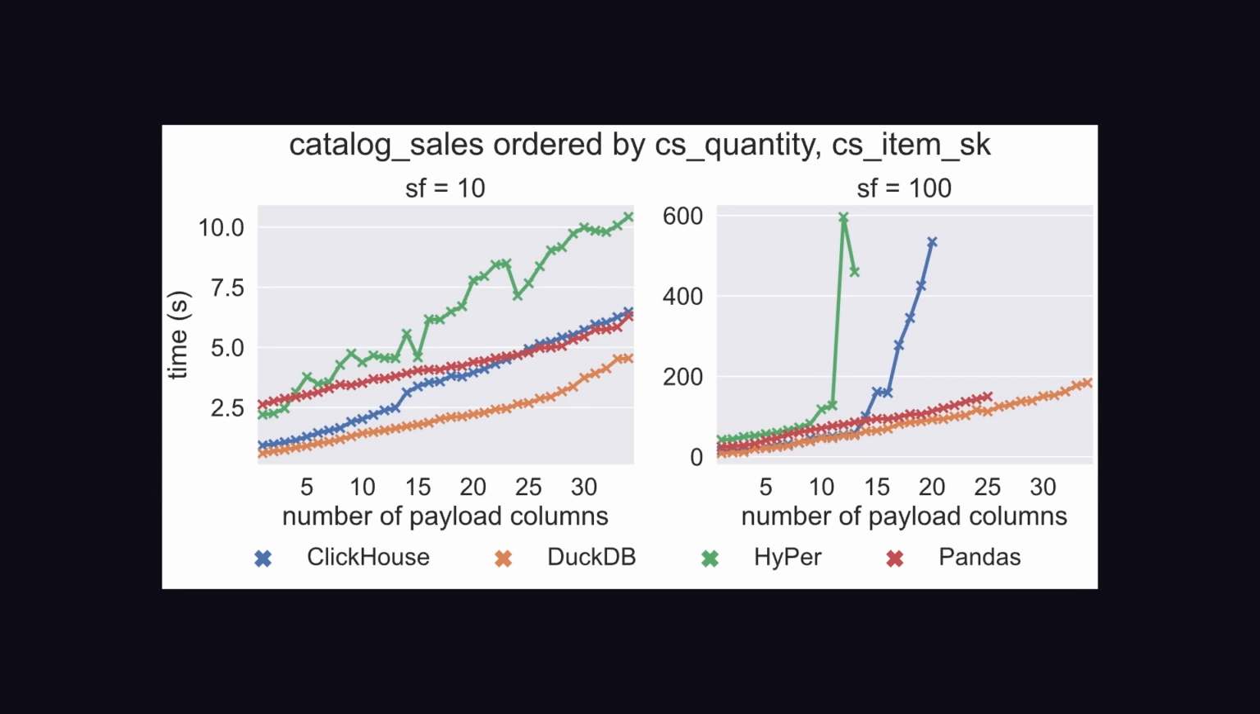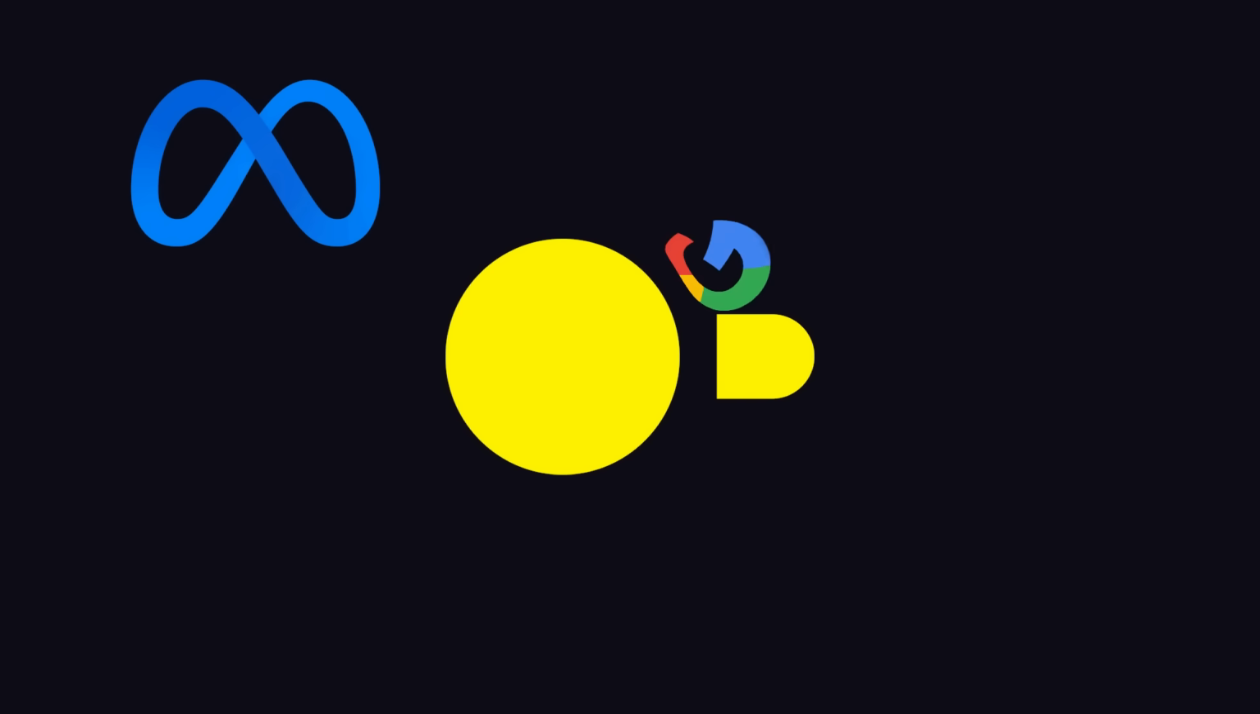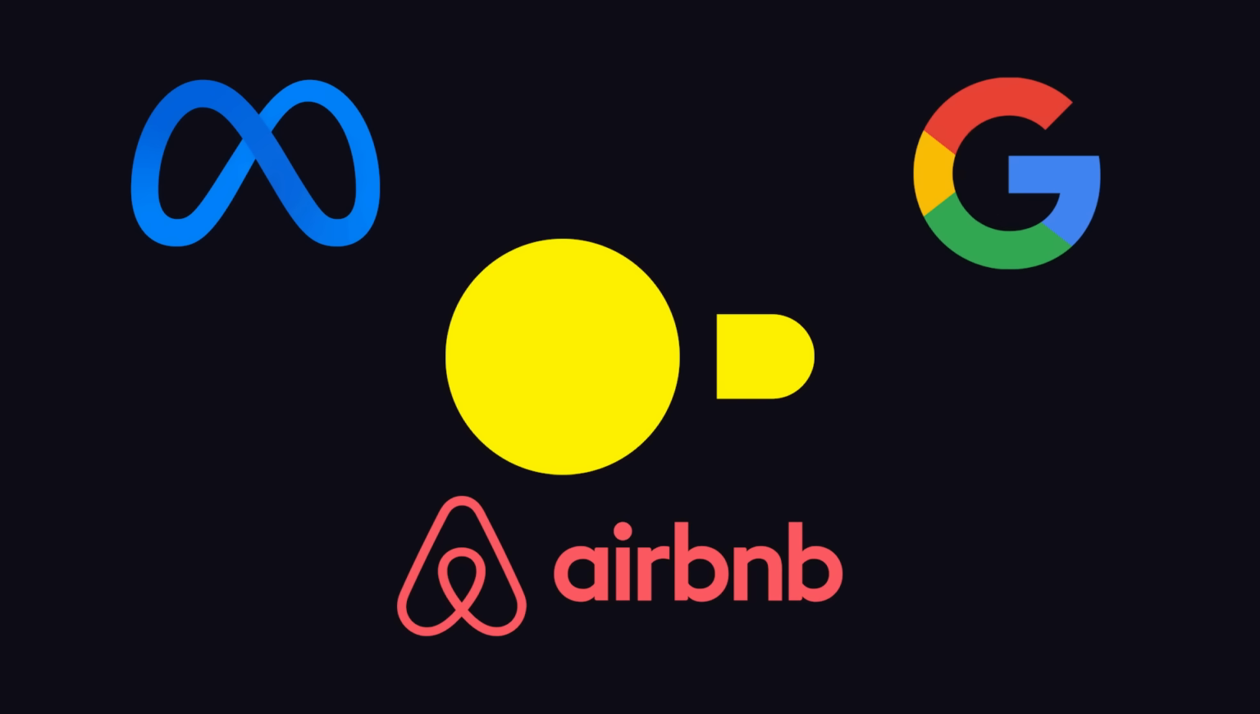And DuckDB achieves excellent performance with massive datasets thanks to its columnar vectorized query execution engine, where large batches of values are processed as vectors in one operation in parallel. It's already in use at big companies like Meta, Google, and Airbnb, and you can get started by installing it, then run the DuckDB command from the terminal.